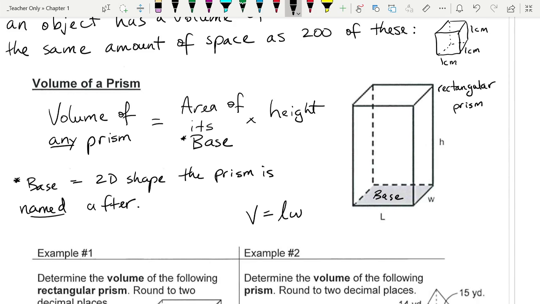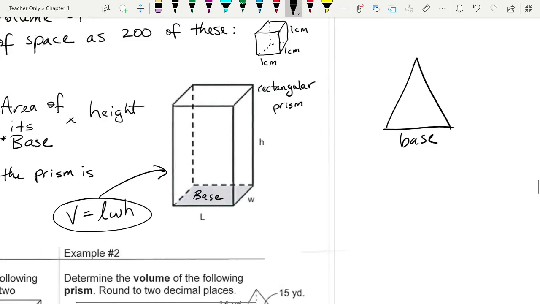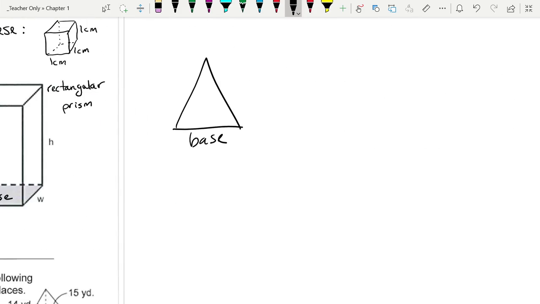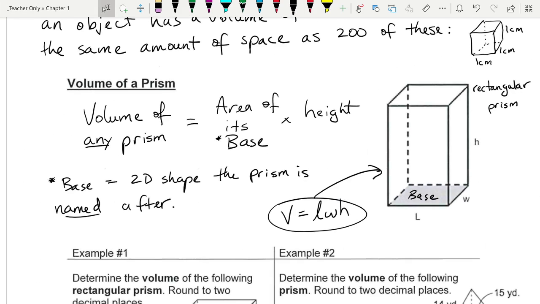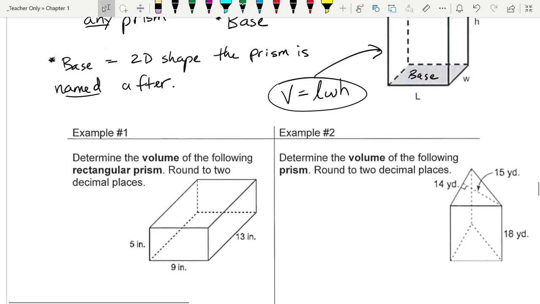And then times how tall it is, which is height. And that's probably a formula you've seen before. For the rectangular prism, volume is length times width times height. But for objects that don't have a base that's a rectangle, like for example, actually, example 2. Take a look at example 2 here.